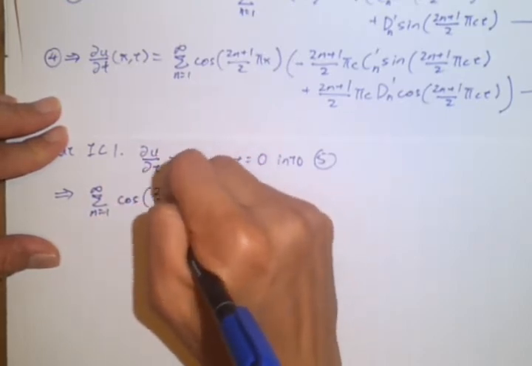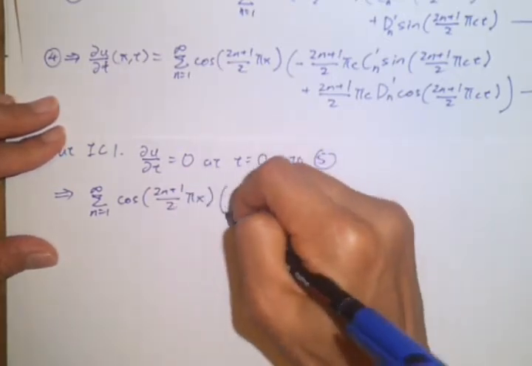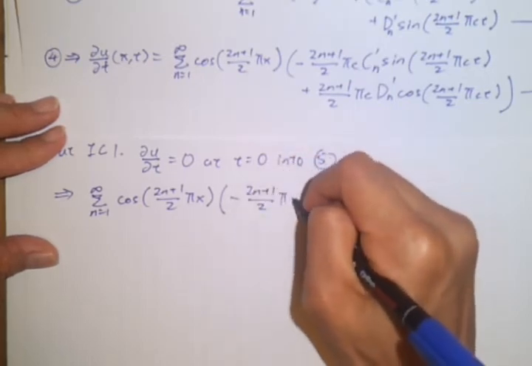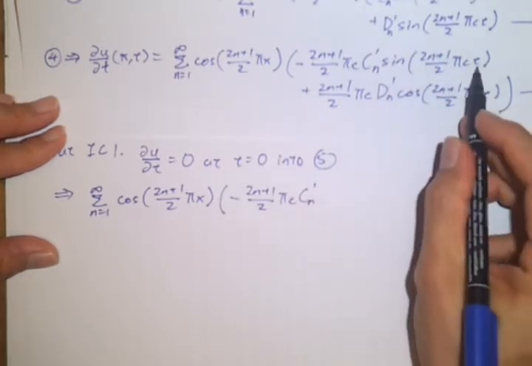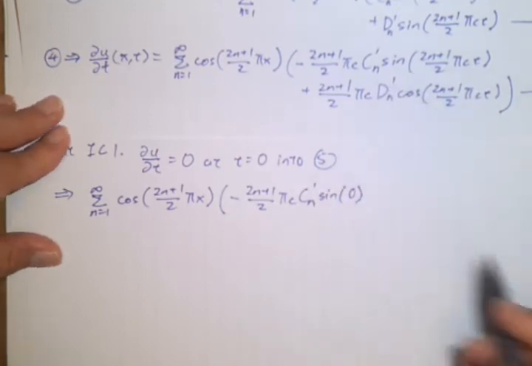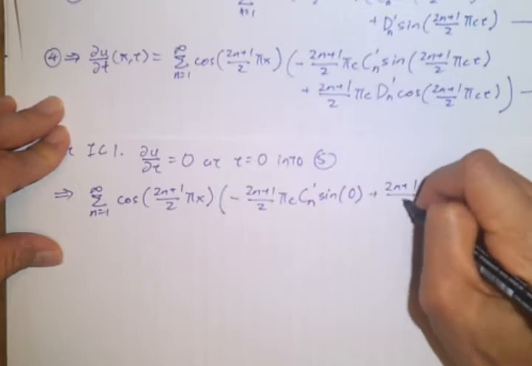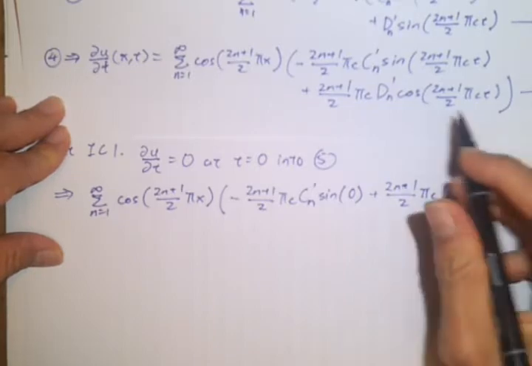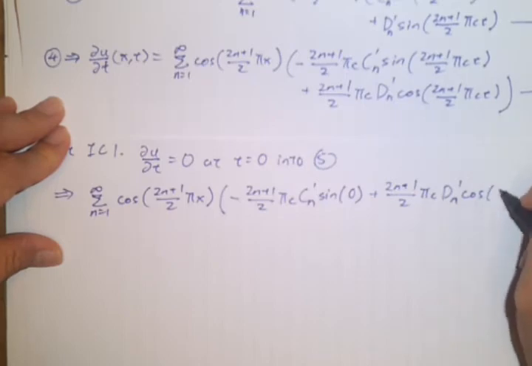2n plus 1 over 2 pi x. Okay, then I have this term here, minus 2n plus 1 over 2 pi c prime n, sine of 0, right? T is 0 here, so it's sine 0. And this term here becomes plus 2n plus 1 over 2 pi c dn prime cosine of, and put t equals 0 here, is just 0.